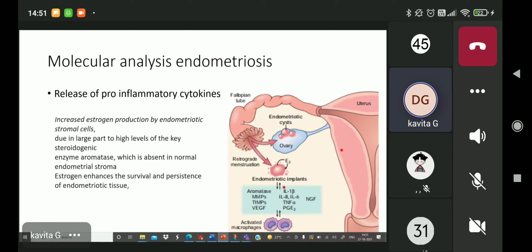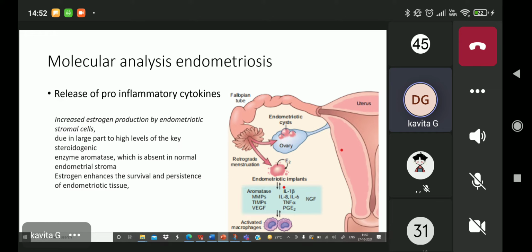Now, when you see these implants and you analyze them on a molecular level, what is happening? These implants themselves are releasing pro-inflammatory cytokines, which may be IL-8, IL-6, TNF alpha, etc. Another thing that they're doing is that there is increased estrogen production by the endometriotic stromal cells. So the stroma of the implants is also active. That is producing estrogen, and there is a high level of aromatase enzyme, as compared to a normal endometrial stroma.